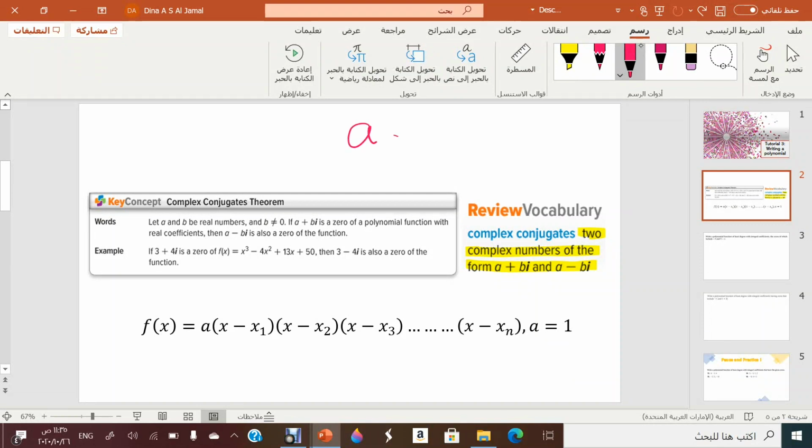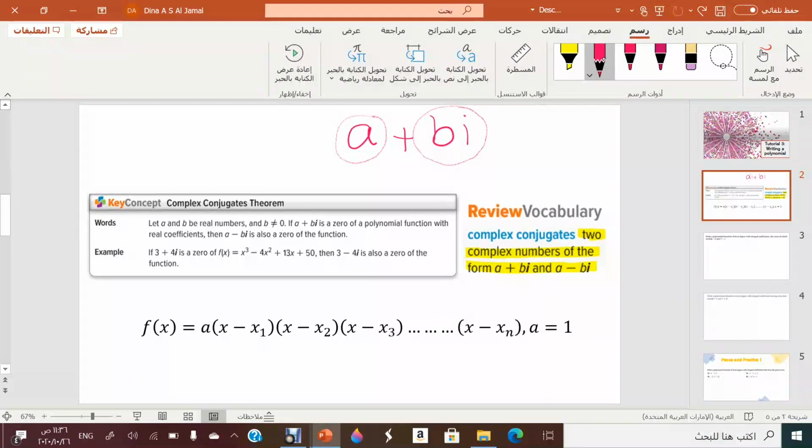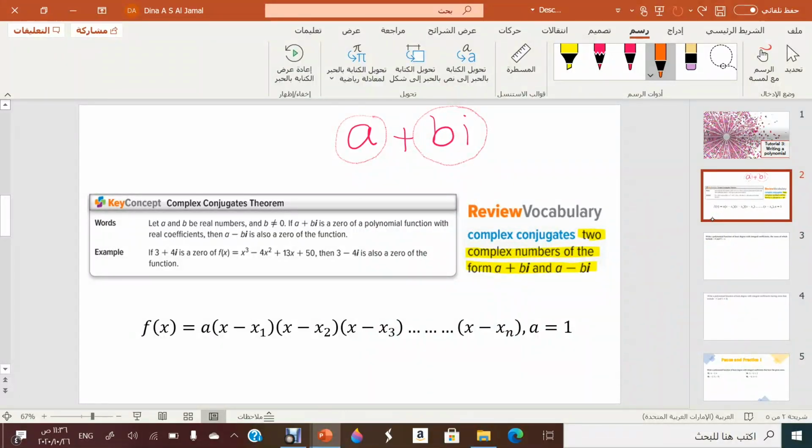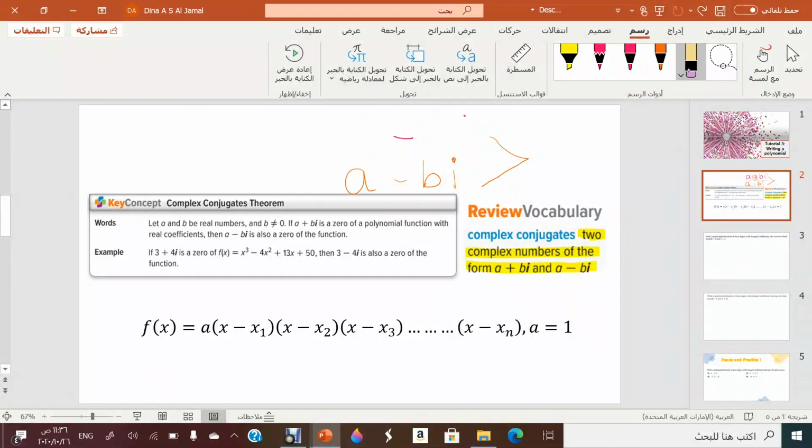It is a plus bi. This is the real part and this is the imaginary part. So whenever you have complex conjugates, that means one of the imaginary parts will be positive, the other one will be negative. And in this case, I can call them complex conjugates. And now what is the complex conjugate theorem?